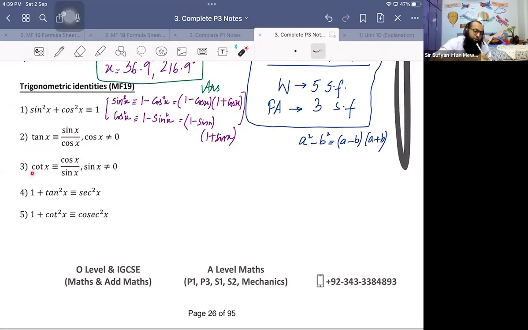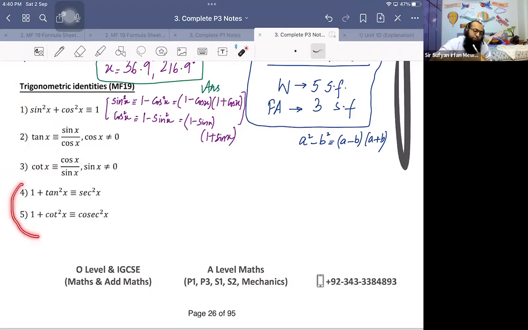Then if we talk about cot x, cot x is the reciprocal of tan x, as we have already seen. So if tan is sin over cos, then cot will be cos over sin. So cot x is cos x over sin x and will not be defined when sin x is equal to 0. So cot x will be cos x over sin x, but sin x should not be equal to 0. As an identity, using the concept of reciprocal function, the third identity also checks out.